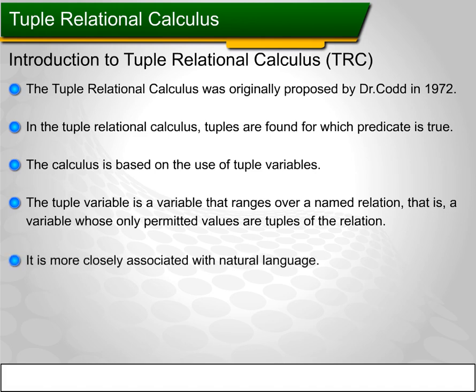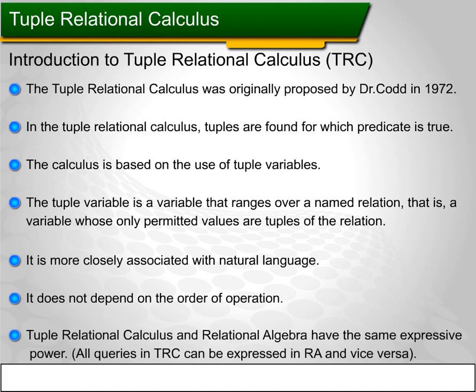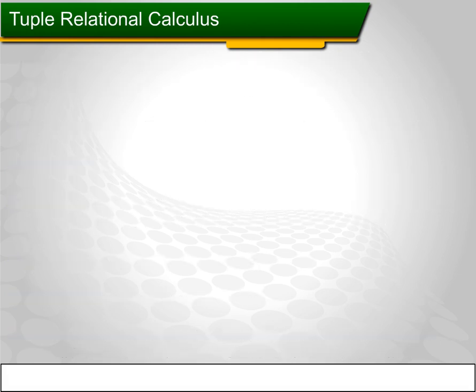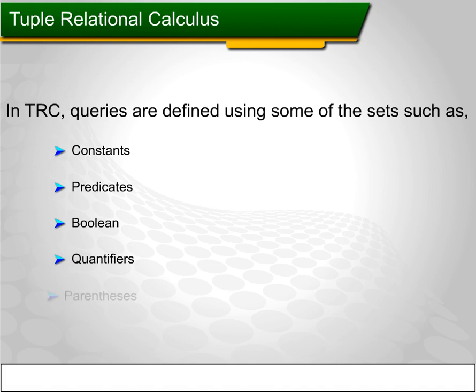It is more closely associated with natural language. It does not depend on the order of operations. Tuple relational calculus and relational algebra have the same expressive power. All queries in TRC can be expressed in RA and vice versa. In TRC, queries are defined using sets such as constants, predicates, Booleans, quantifiers, and parentheses.